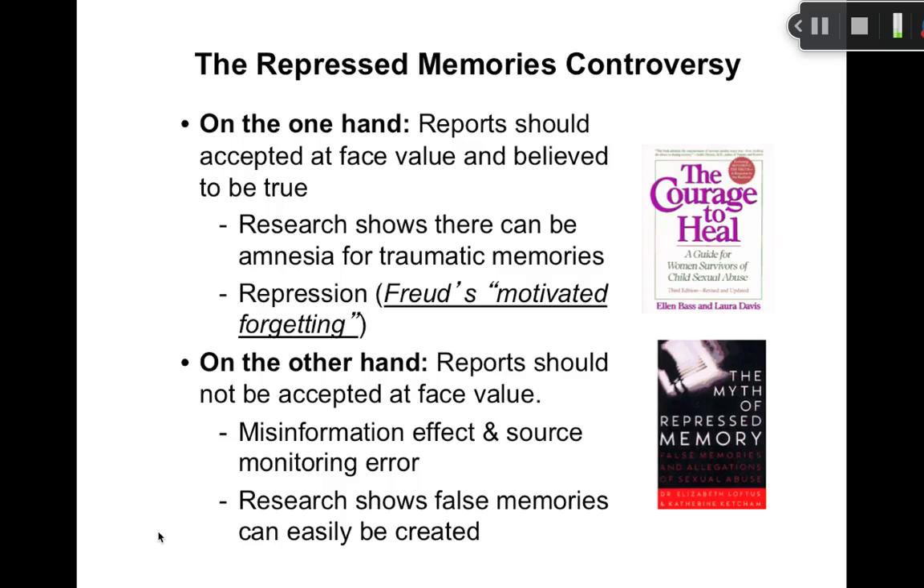And then on the other hand, you have memory researchers like Elizabeth Loftus, who are saying that memory is a reconstructive process, and it's highly malleable and highly fallible. So these reports should not be accepted at face value, but rather, because of these effects like the misinformation effect, source monitoring error, there should be some sort of corroborating evidence to accompany somebody's claim that they were abused or something like that in the past, before somebody goes to trial and is possibly convicted of a crime that quite possibly they didn't commit.